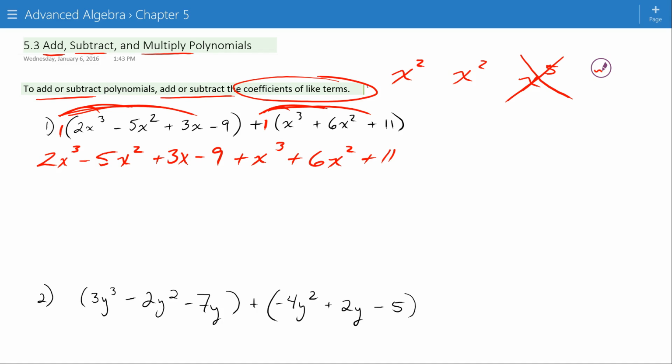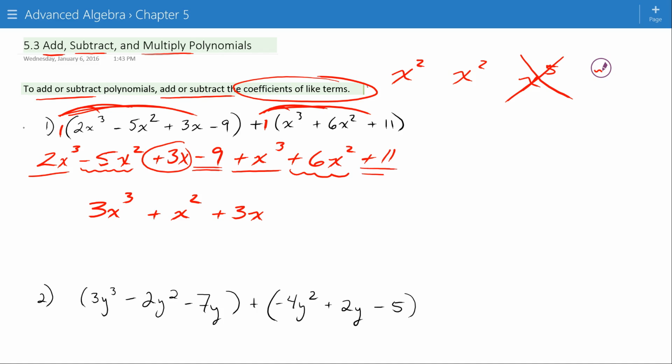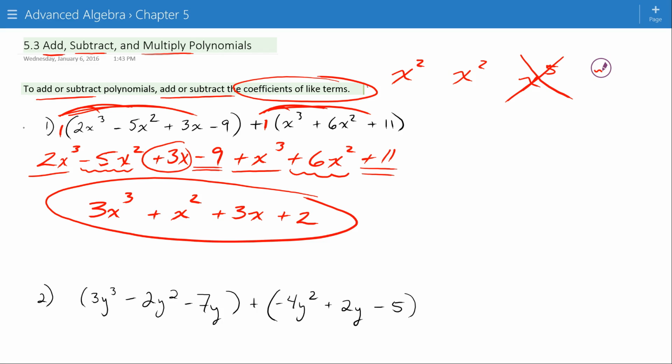Doing that gets me to a problem that is just one string of terms, and it's sometimes easier to see which like terms you should be combining. And again, like we said, all we're going to do is add and subtract the coefficients of those like terms. So we have 2x cubed and a positive x cubed, which will give us 3x cubed. Negative 5x squared plus 6x squared is going to give me a positive 1x squared. You don't really need the 1. Positive 3x, you don't have any other like terms, so it's just going to remain positive 3x. And we have negative 9 and positive 11, which combine for a positive 2. Really pay attention to the signs that are associated with those coefficients.